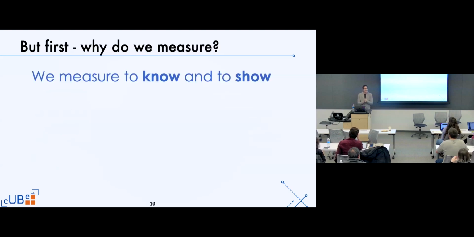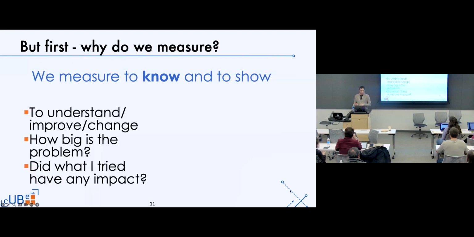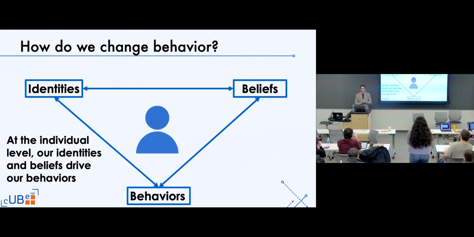I think the purpose is that we measure to know and we measure to show. Right? So we measure to know what happens if we change something, for example, whether or not it worked, right? How big is this problem? What can we do to change things, right? In the context of identity and attitudes or beliefs and behaviors, right?